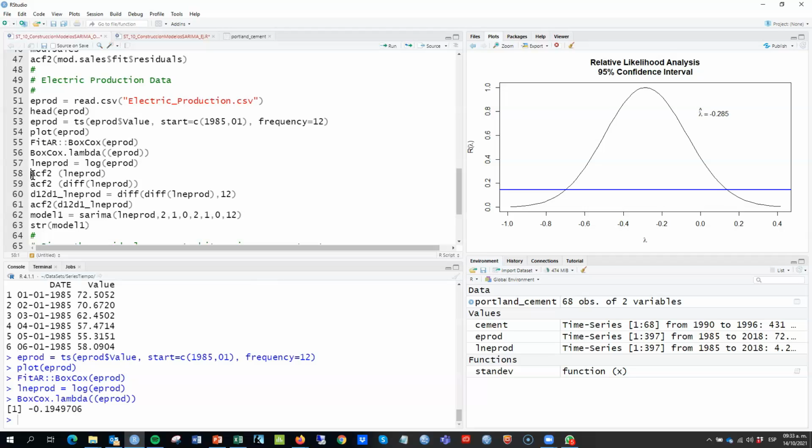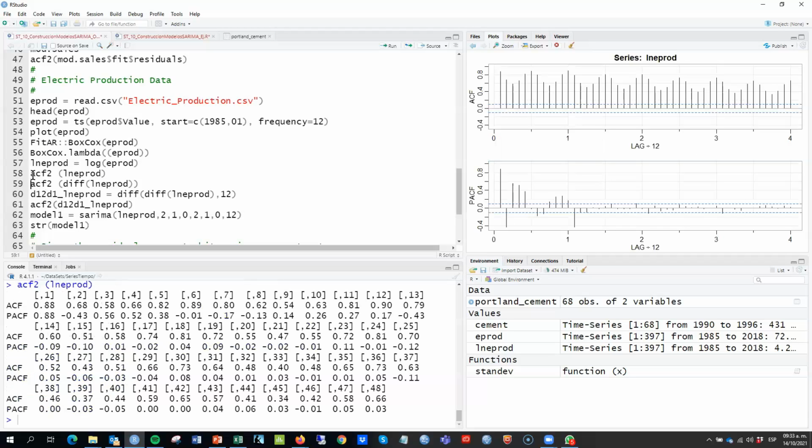Now let's look at the ACF and the PACF of the natural log of the series. This is dying very, very slowly. That's a clear indication, and you could see the trend in the series. So it's a clear indication that you need to take one difference. Let's look at the ACF and PACF of the first difference.